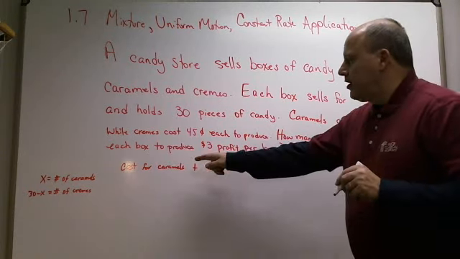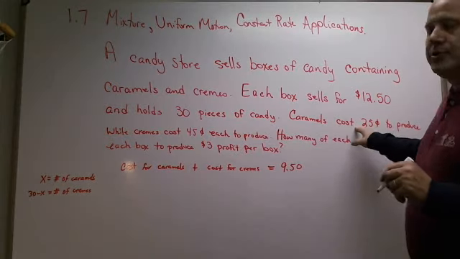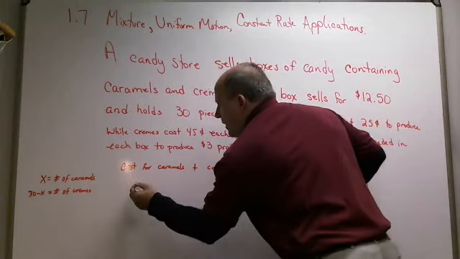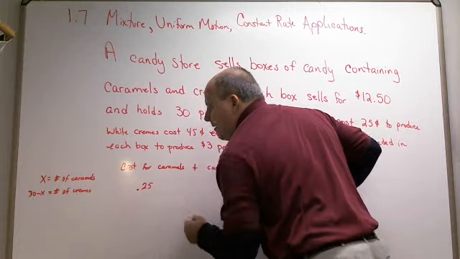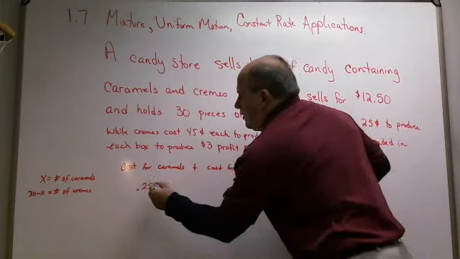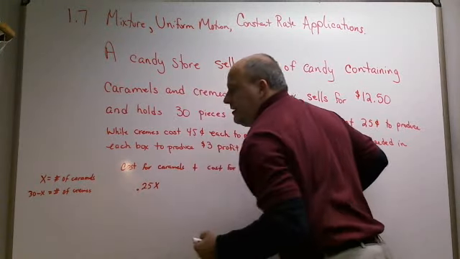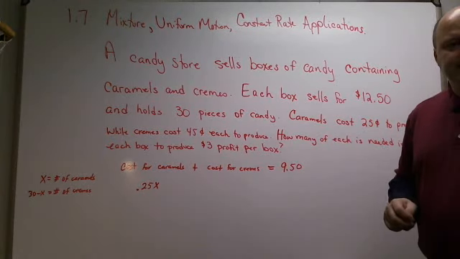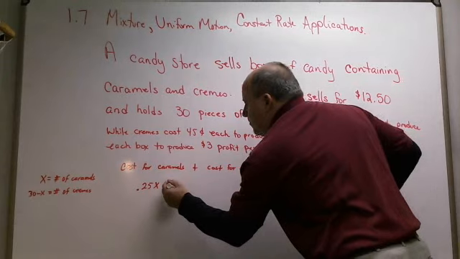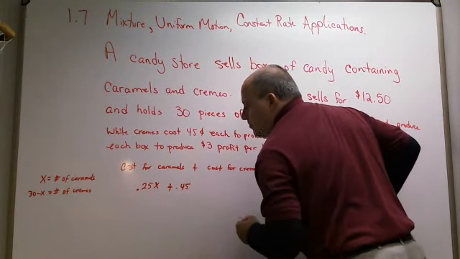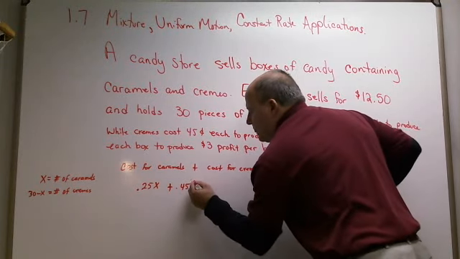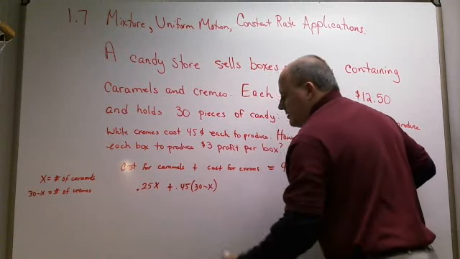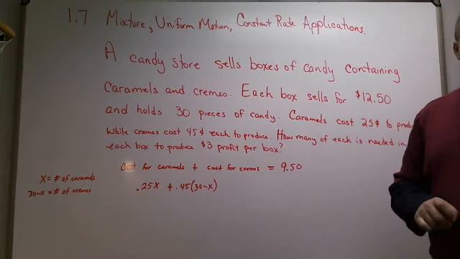So what is the cost of the caramels? Well, it costs 25 cents to produce each one of them. So it's going to be 0.25 times how many you're going to make, and that's going to be x, because I don't know how many that is. Now, the cost for the creams is 45 cents each. So it's going to be 0.45 per one, and then times 30 minus x. And that's going to be the cost for the creams.